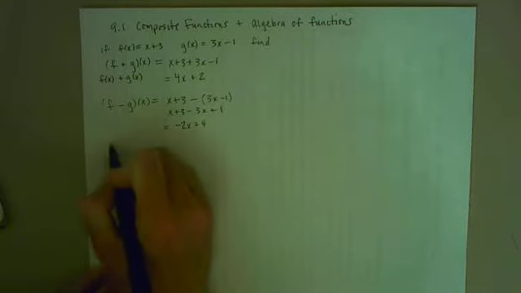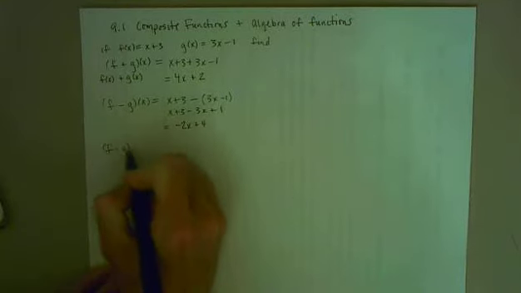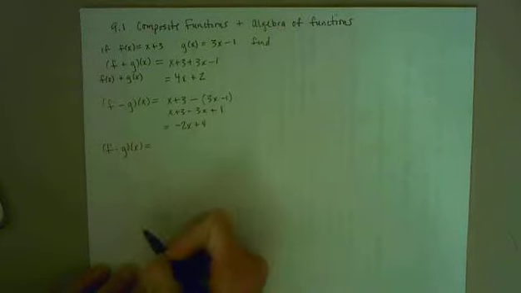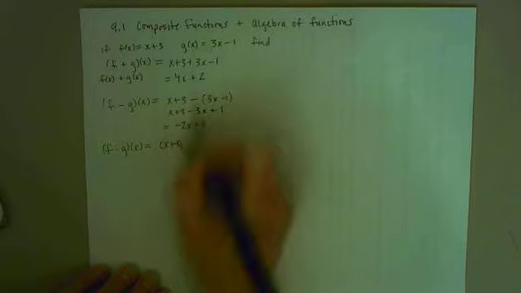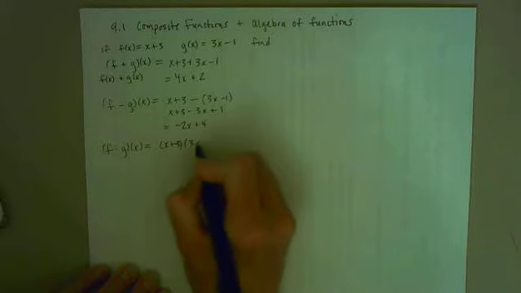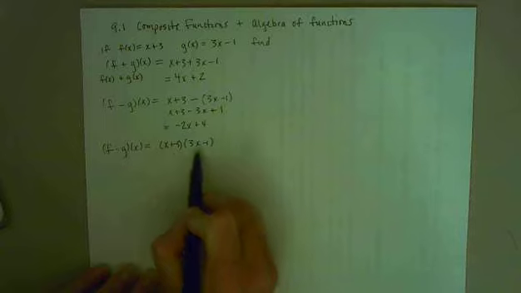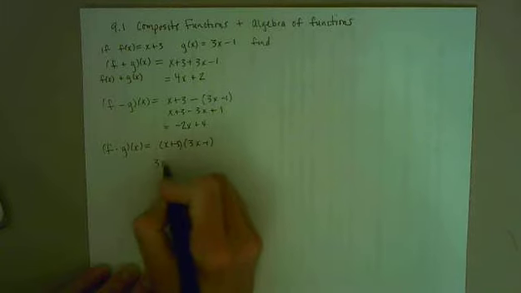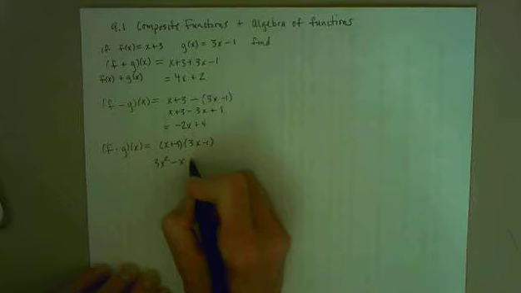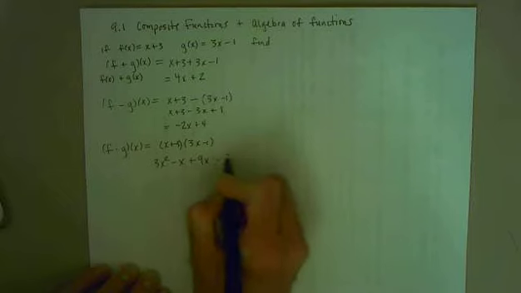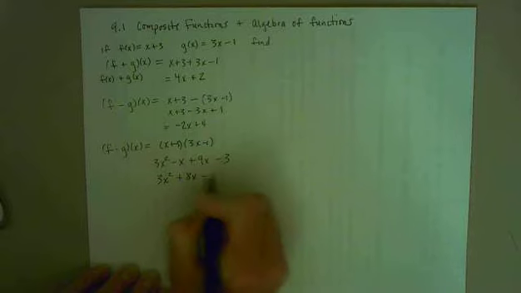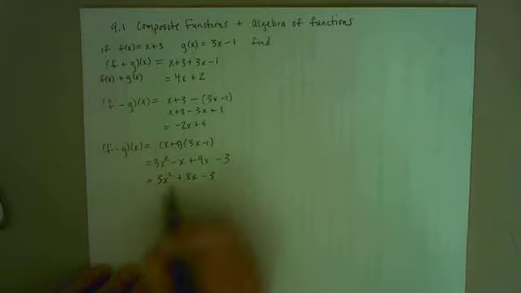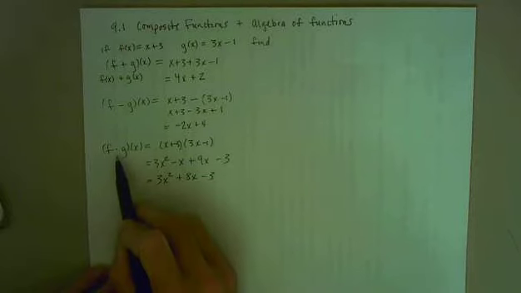Now if they say f times g of x, now we have to multiply them. So once again, I just go to f of x, x plus 3, and g of x, 3x minus 1, and multiply them, which means in this case to FOIL. So first times the first, outside times the outside, inside times the inside, last times the last. And lastly, just combine like terms. So once again, your function is the answer. That whole equation is f times g of x.